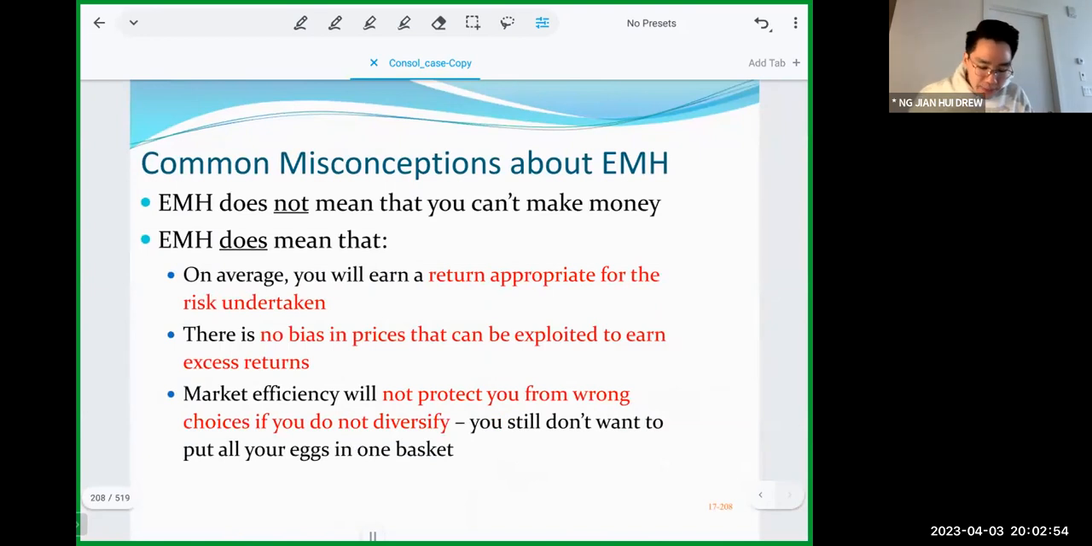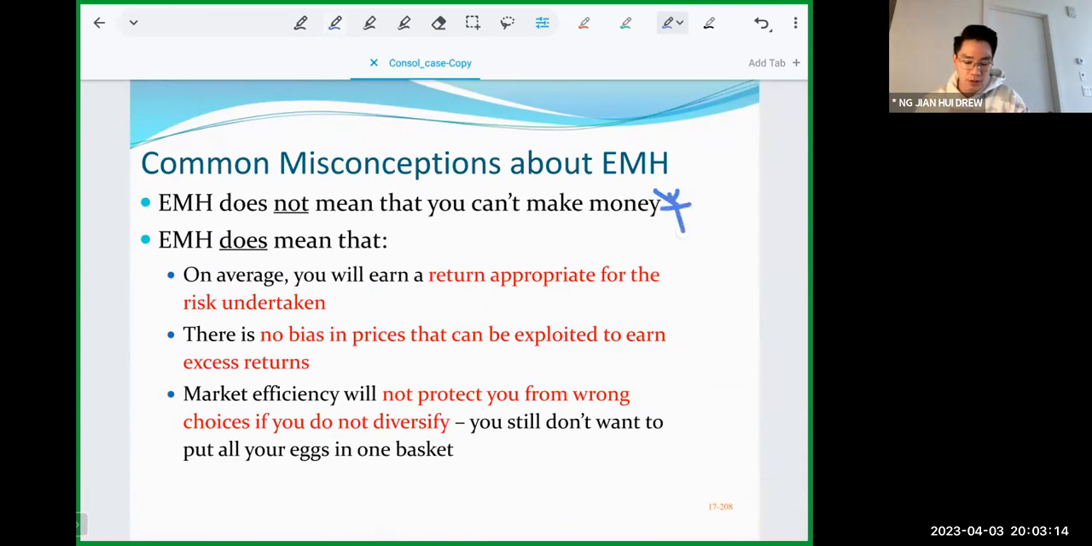All right, so a common misconception of the efficient market hypothesis that is very important is that the efficient market hypothesis says that you cannot earn abnormal returns, right? I want to highlight the word abnormal, because it does not mean that you cannot earn returns. You can earn returns. So this is very important.